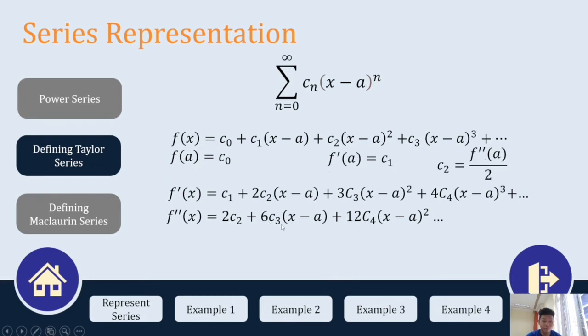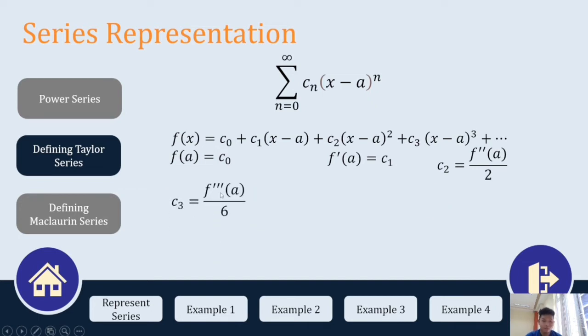How do we find the next one, which is c3? We have to take the third derivative. The third derivative of the function equals 6c3 plus 24c4 times x minus a plus and so on. We have to repeat the evaluation again: we plug a into the third derivative. So we evaluate the third derivative of the function at a, and we get f triple prime of a equals 6c3, or we can write c3 equals f triple prime of a over 6.